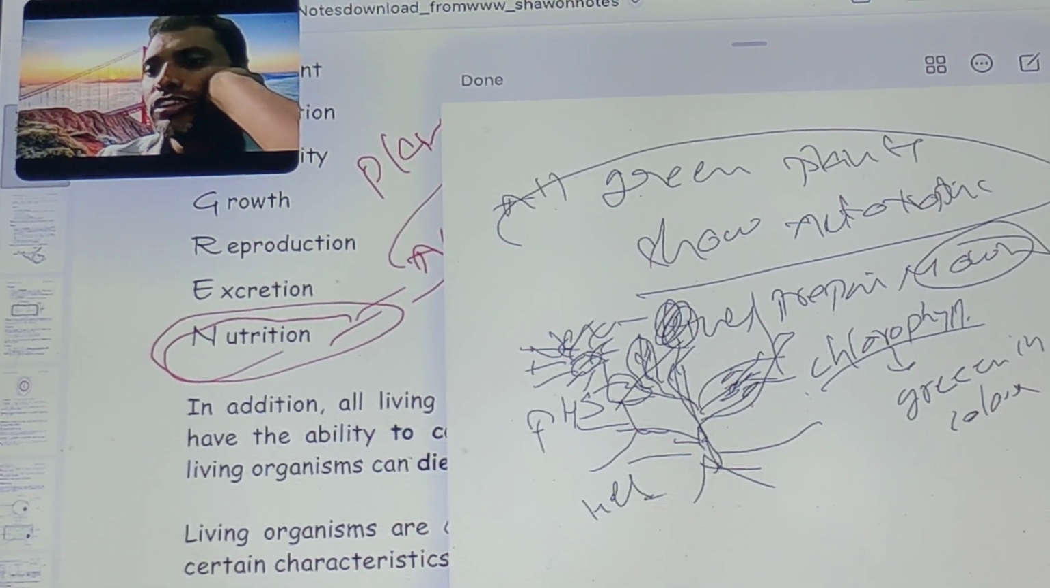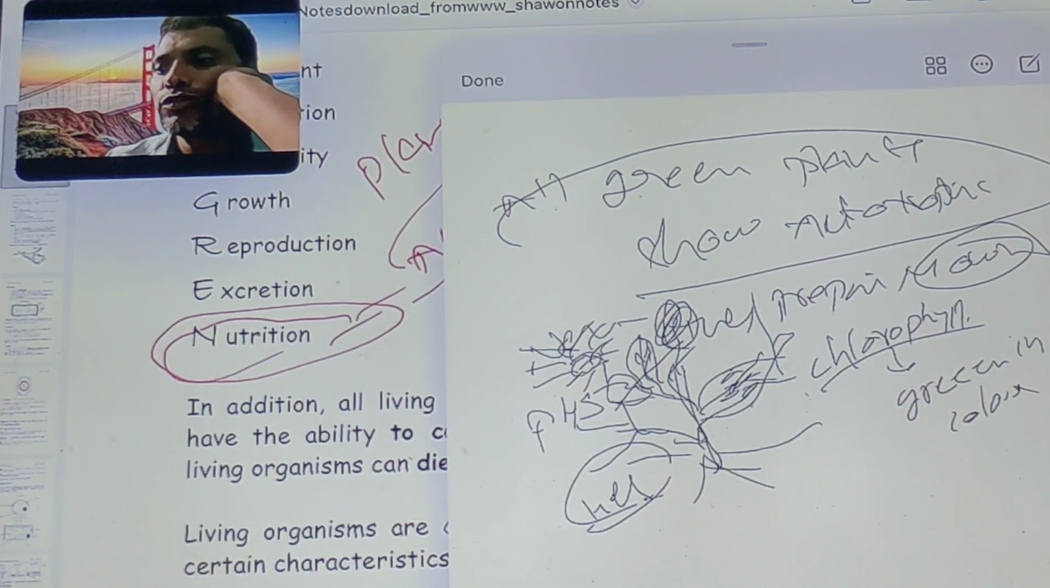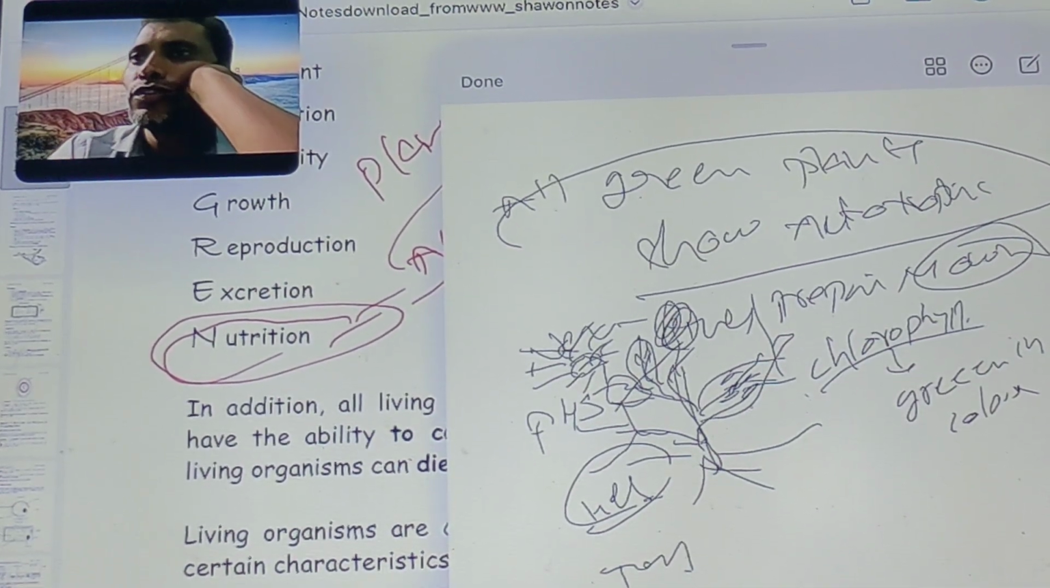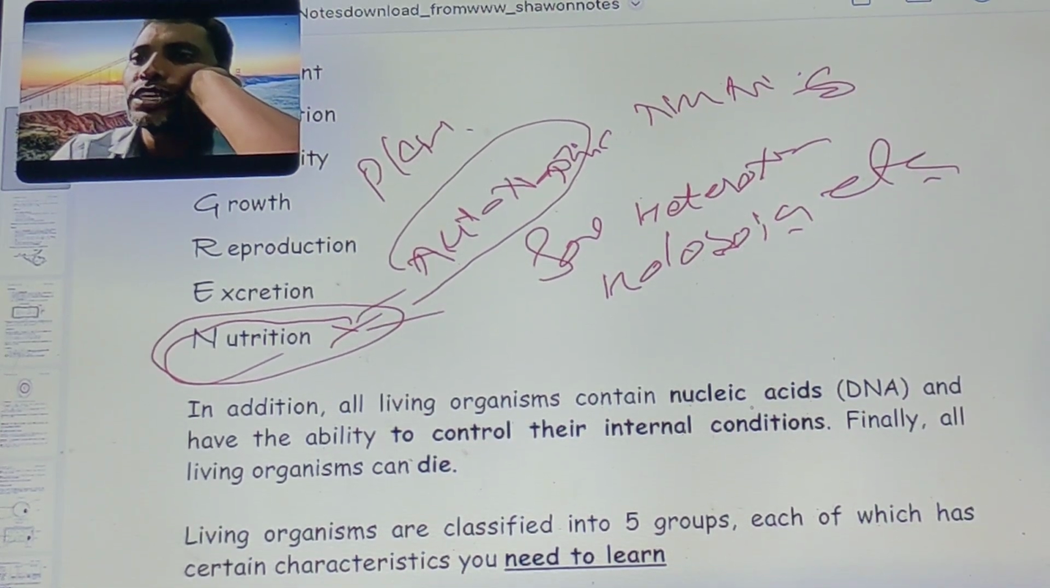Heterotrophic means they depend on others for their food. They cannot prepare their own food. So we say heterotrophic versus autotrophic.